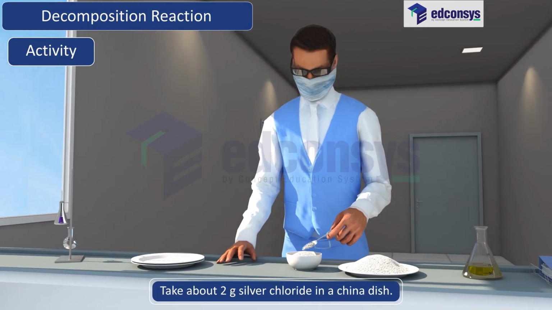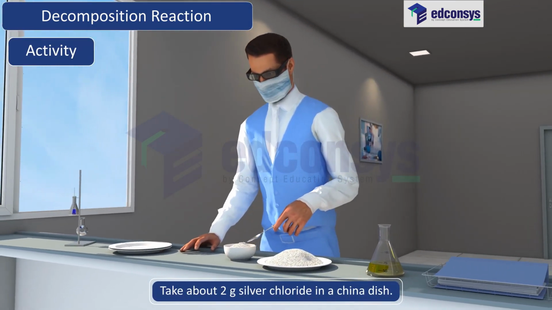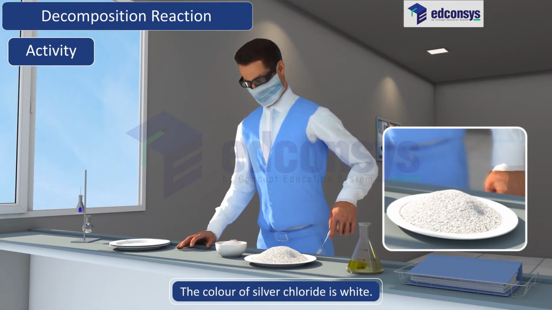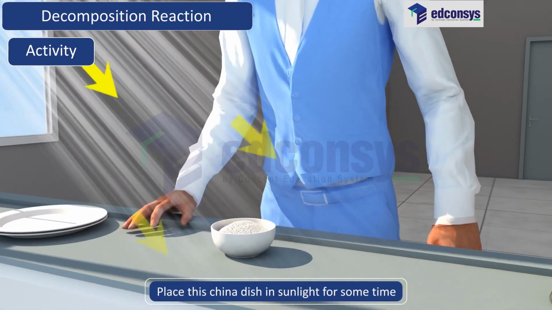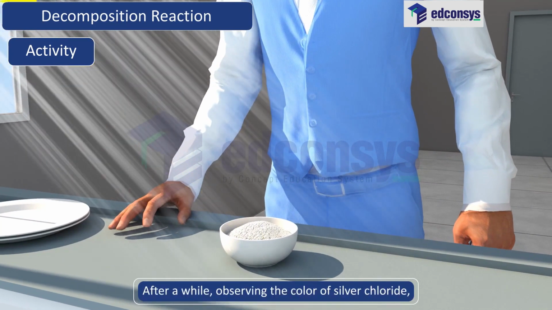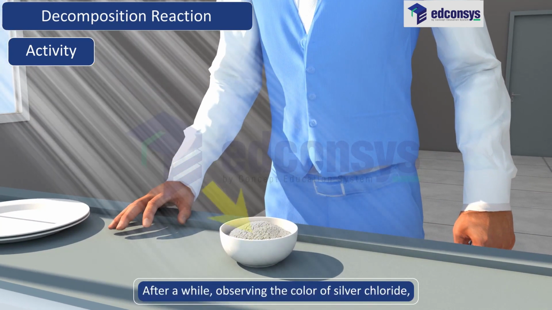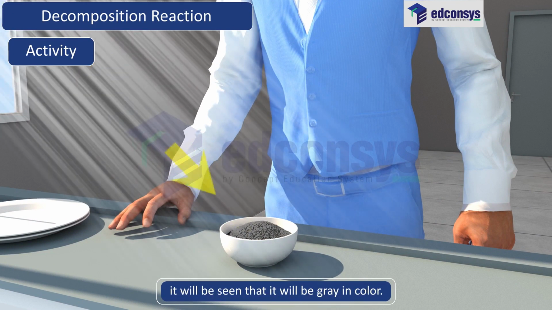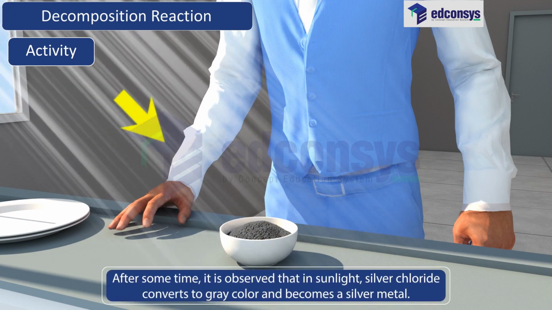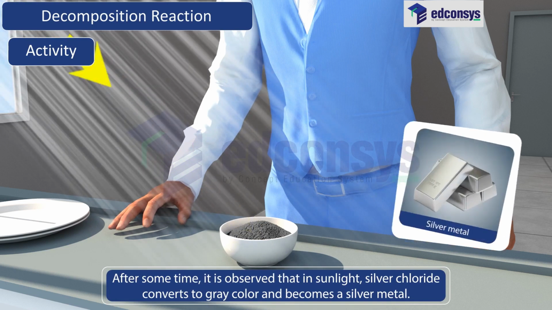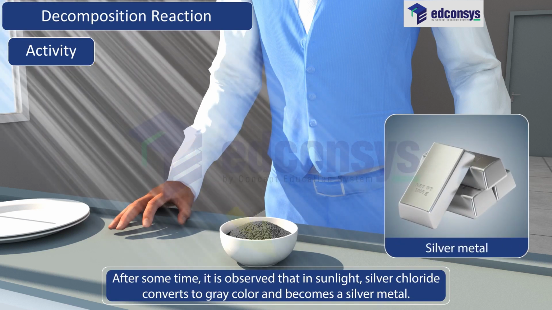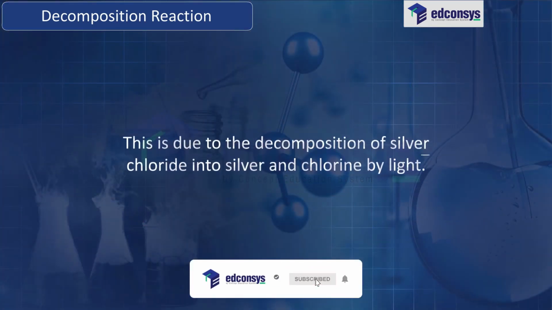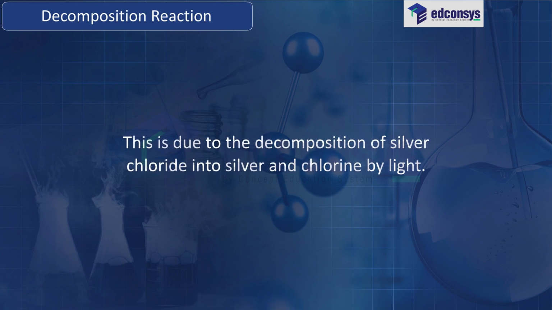Activity: take about 2 grams of silver chloride in a china dish. The color of silver chloride is white. Place this china dish in sunlight for some time. After a while, observe the color of silver chloride; it will be brown. After some time, it is observed that in sunlight, silver chloride converts to brown color and becomes silver metal. This is due to the decomposition of silver chloride into silver and chlorine by light.